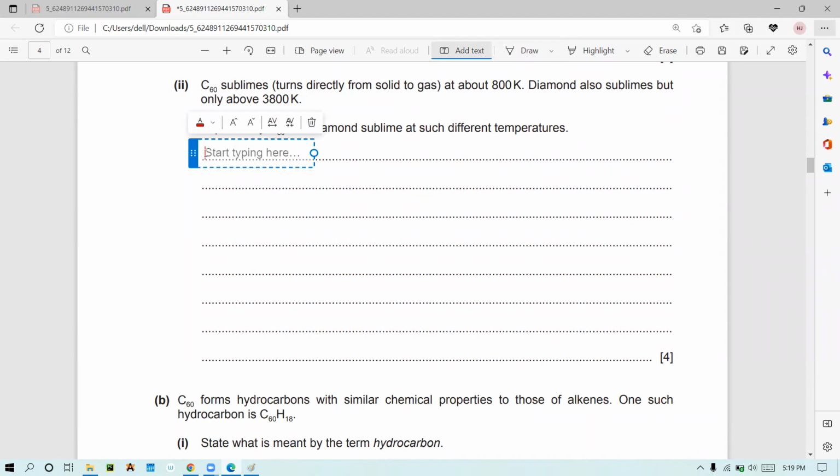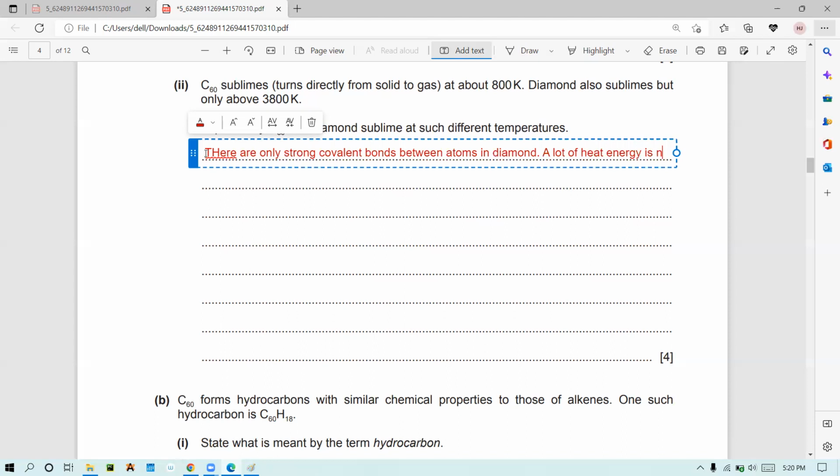First, I'll talk about covalent diamonds. There are only strong covalent bonds between atoms in diamond. A lot of heat energy is needed to break these bonds to sublime.